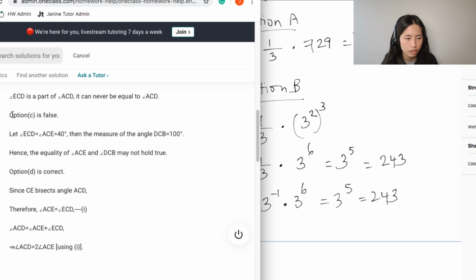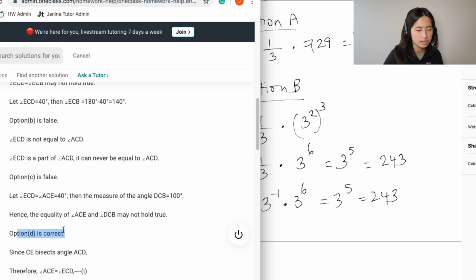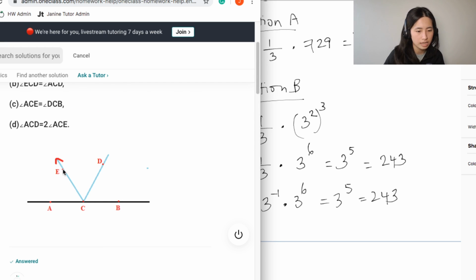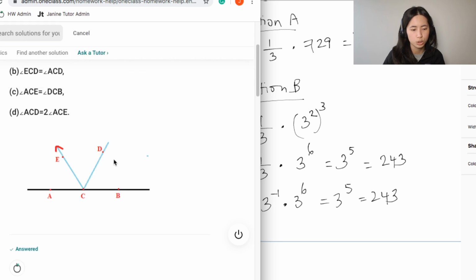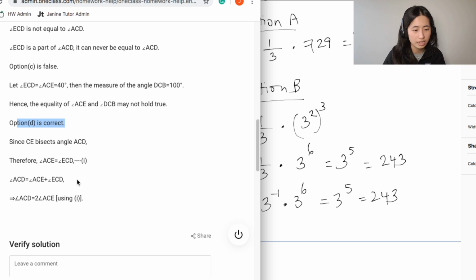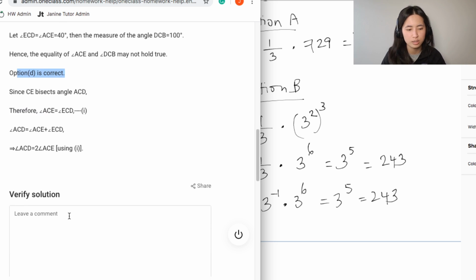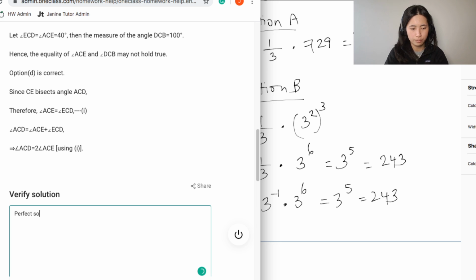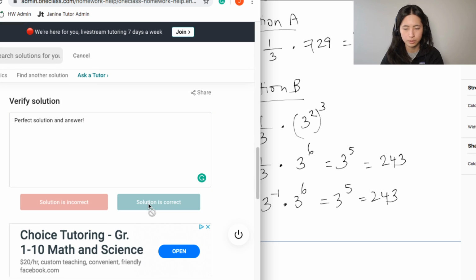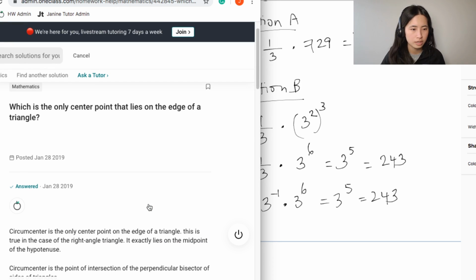Okay, so let's just take a look. Option C, they said it's 40 degrees. You have 100. Okay, so they're saying option D is correct, and they're saying since CE bisects angle ACD, therefore angle ACE is equal to angle ECD, and then you have ACE plus ECD. So ACE plus ECD is going to be ACD. That's true. So yeah, that's why it's twice of angle ACE. So, perfect solution and answer. So the solution is correct, so great.